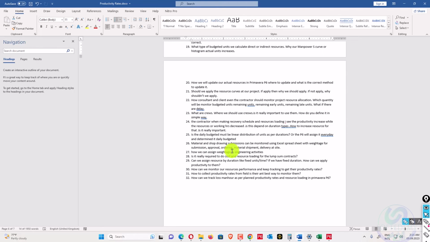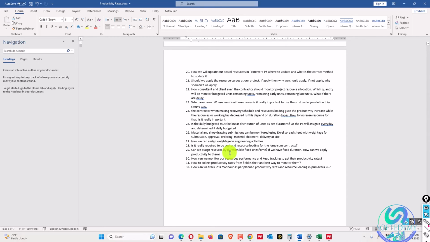So how can we measure that one? That can be measured by duration and physical progress. You can apply duration rather than physical, because if you shorten the duration, your critical paths will be recovered and your project will be recovered, because most of the material and shop drawings are dependent on your construction work. So how can we assign weights in engineering activities?